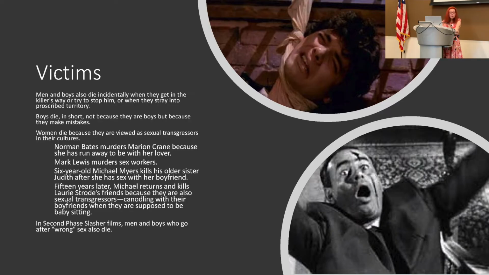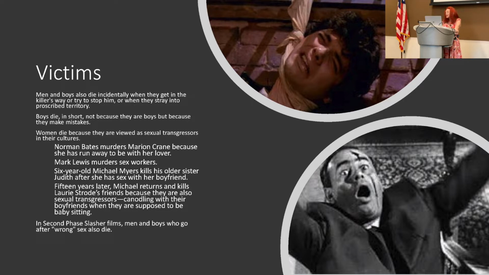So women die because they're viewed as transgressors in their cultures. For instance, Norman Bates murders Marion Crane because she's run away to be with her lover. And the mother half of him is always telling him about how bad these women are and that they're going to seduce him. So he kills her because she has wrong sex. And we find out at the end of the film that there are other women who've gone missing, runaways, and from the way they're described in the film, the lack of attention the police even put towards trying to solve those crimes, we can tell that they're suspected of having wrong sex and nobody cares about them. So they're kind of treated like, well, what do you expect? It's their own fault. And in Peeping Tom, Mark Lewis murders mostly sex workers.